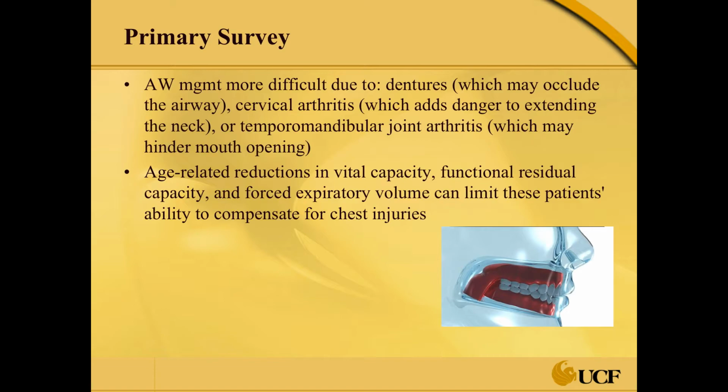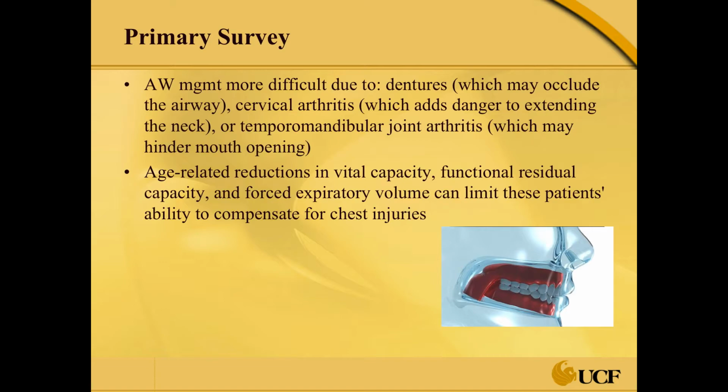Airway management can be more difficult in this group because of dentures that can actually occlude the airway, cervical arthritis, which adds danger to extending the neck, and then your TMJ, which may actually hinder the patient's ability to open his or her mouth. Age-related reductions in vital capacity, functional residual capacity, and forced expiratory volume can limit patients' ability to compensate for chest injuries.